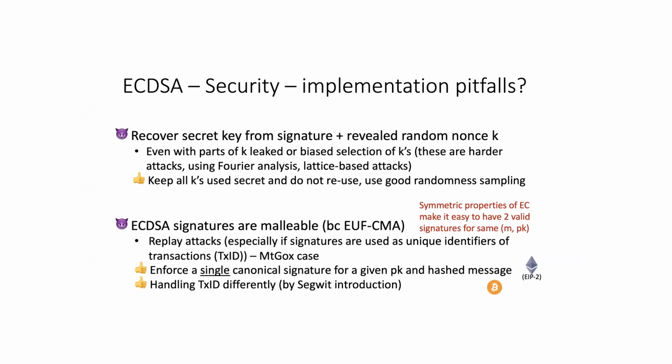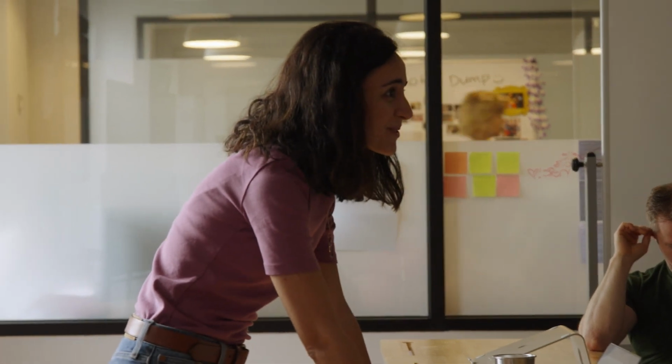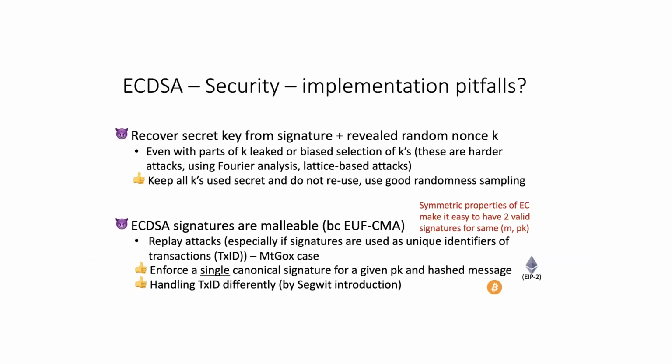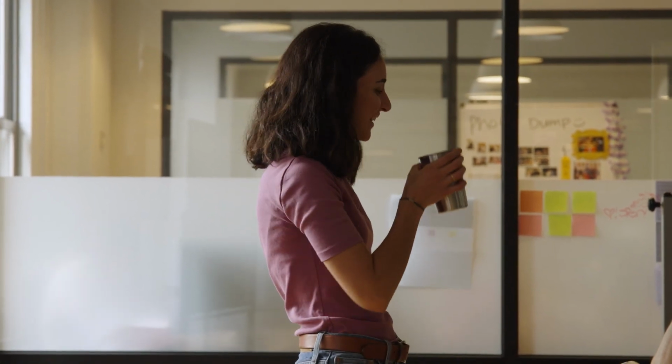Another thing that you can do here, specifically if you care about these unique transaction IDs, is as Bitcoin does, to treat the transaction IDs differently with the SegWit introduction. And again, I'm not going to get into too many details on this because there is so much to cover. So this concludes my discussion on ECDSA, and what I'm going to do now is move into different signature schemes and see what else is out there. Any more questions on ECDSA? And again, I'm happy to give you references. There is a lot going on there.